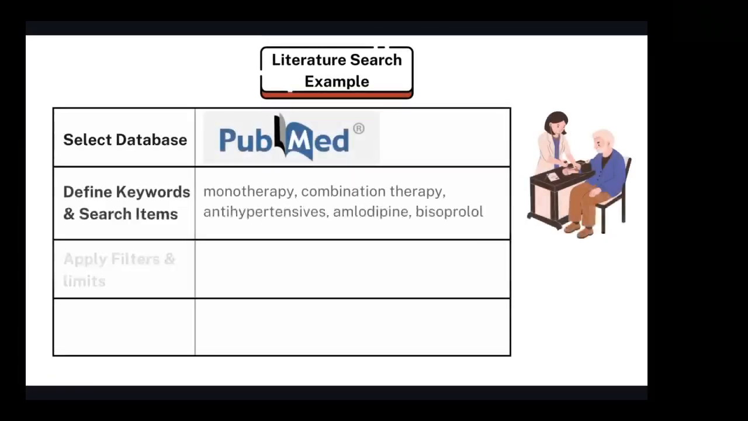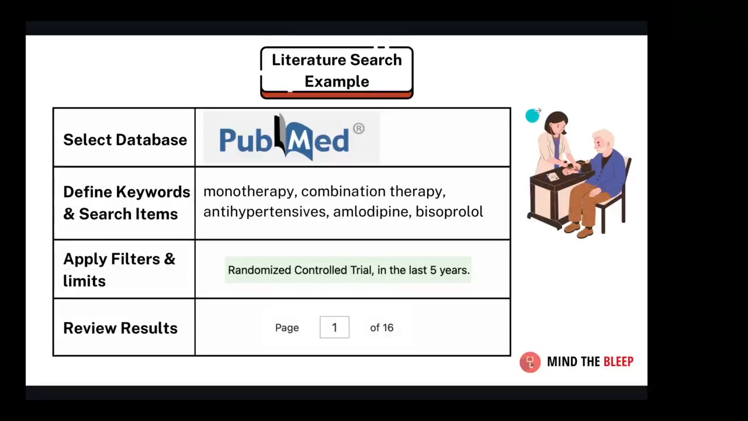So now I'm going to show you how that works with our example. For our database, I selected PubMed, and these are the keywords that I put in, exactly like we've mentioned before: monotherapy, combination therapy, antihypertensives, amlodipine, bisoprolol. You can put it in any way that you want. These are keywords.